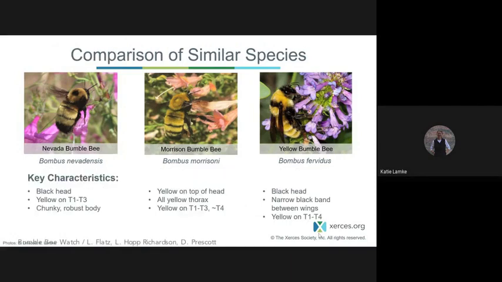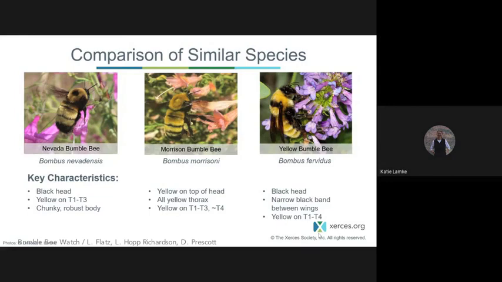So when you get a predominantly yellow bee with a black tail, the way to separate these out, for nevadensis, if it has that chunky, robust shape to it with a black head and yellow on T1 through T3, you probably got nevadensis. Morrisoni has an all-yellow thorax, which is unique. And then looking at Bombus fervidus, there's yellow on T1 through T4 with a black band between the wings.